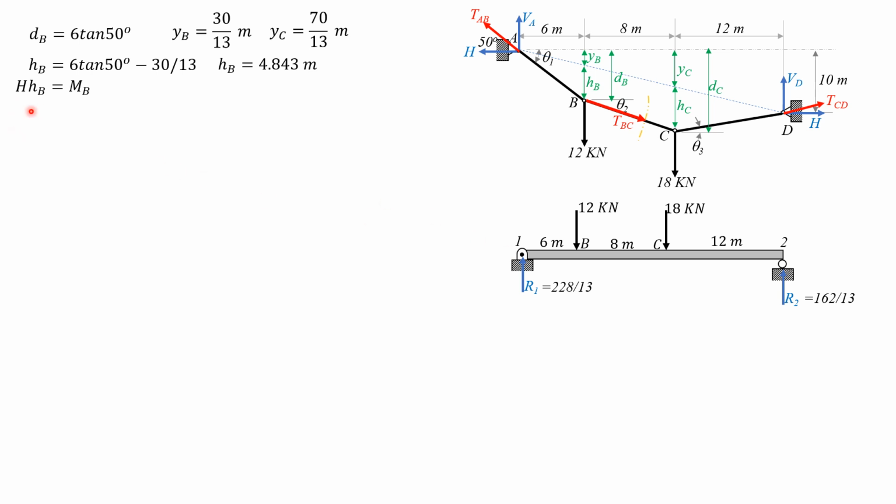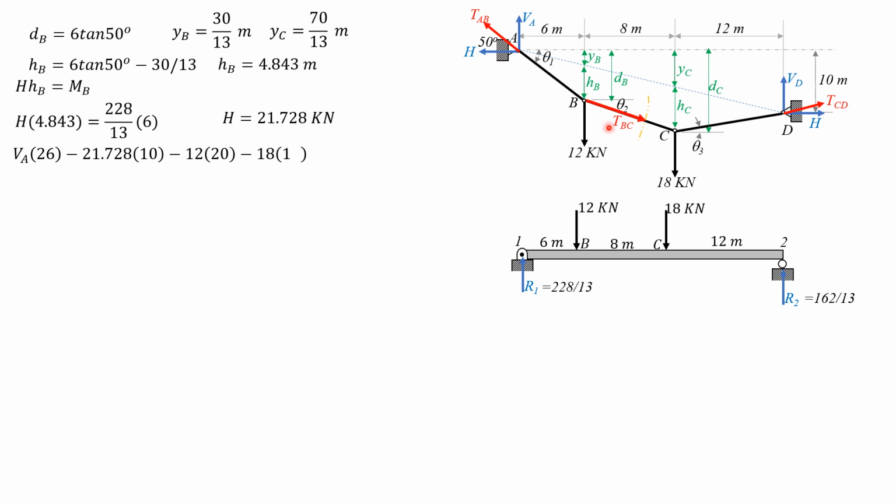So H times 4.843 equals the moment about B, which is 228 over 13 times 6. Solving for H is 21.728 kilonewtons, which is almost the same as before, 21.726. Then for the vertical reaction, we sum up moments about D equals 0: V sub A times 26 minus H, which is 21.728, times 10 minus 12 times 20 minus 18 times 12 equals 0. So the vertical component of reaction at A is 25.895 kilonewtons.